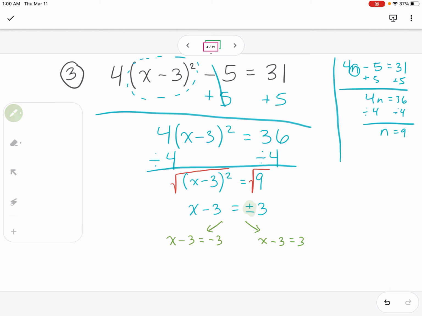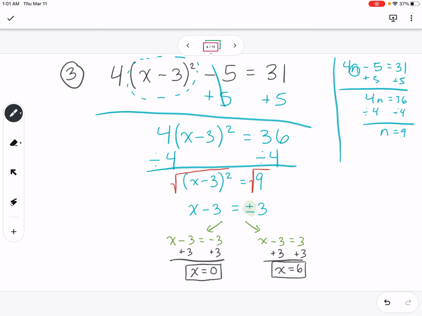Once again, I don't have x by itself yet, so I need to solve for x. This is x minus 3, so I'm going to get rid of minus 3 by doing plus 3. In this case, I get x equals 0. And then over here, I'm also adding 3 to get x by itself, and I get x equals 6. Once again, remember that your quiz should look like mine. I should see first some steps to get this piece by itself, and then next to break it into the two equations and solve.